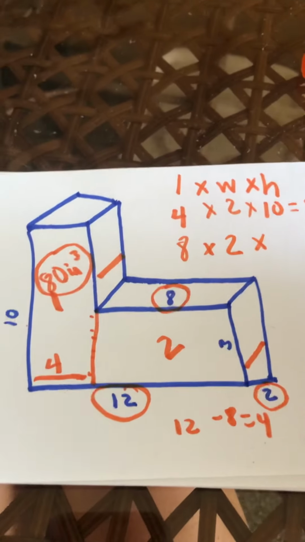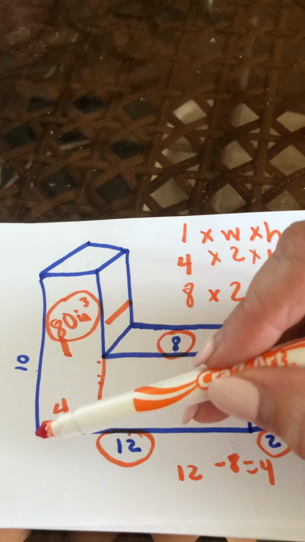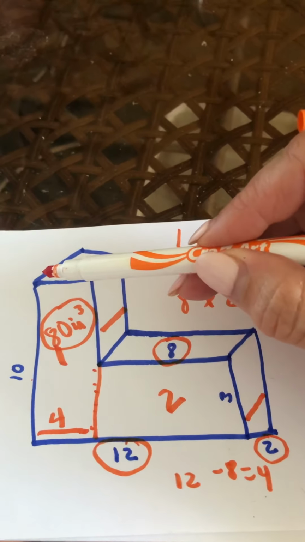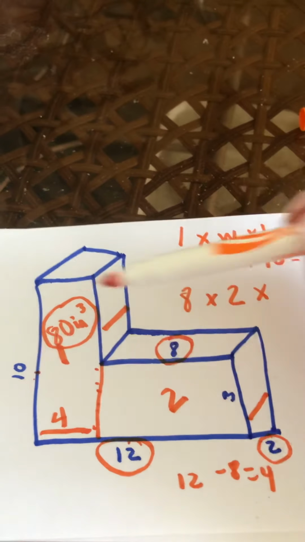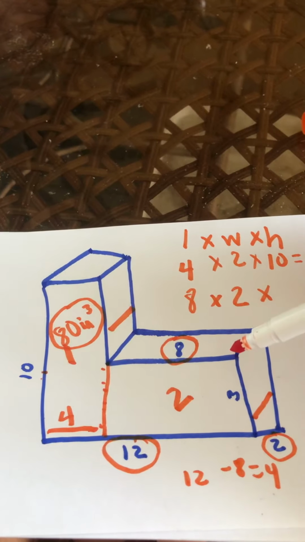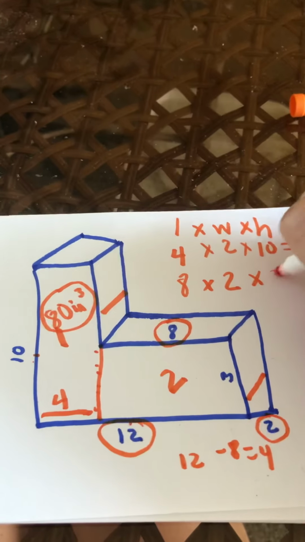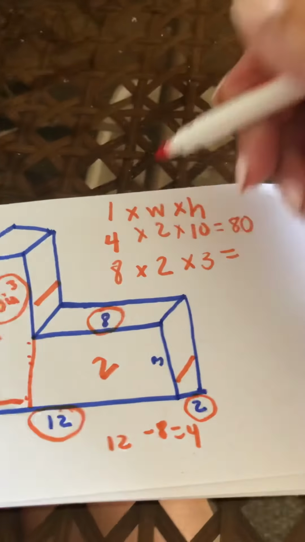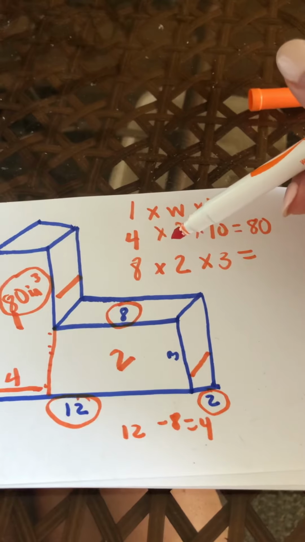And now the height is going to be different. We know that the height of the total side over here is, yes, 10. And we know that this short height is what? 3. So we're going to plug 3 in. So let's do this calculation real quick. I'll give you a second to figure it out.